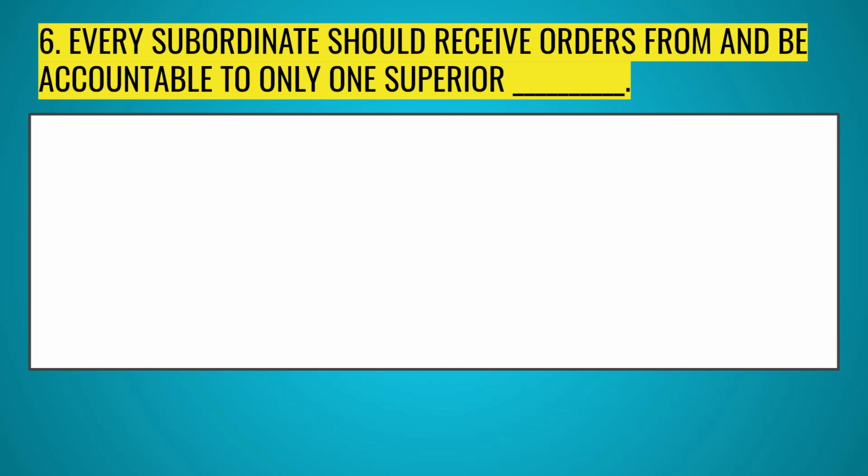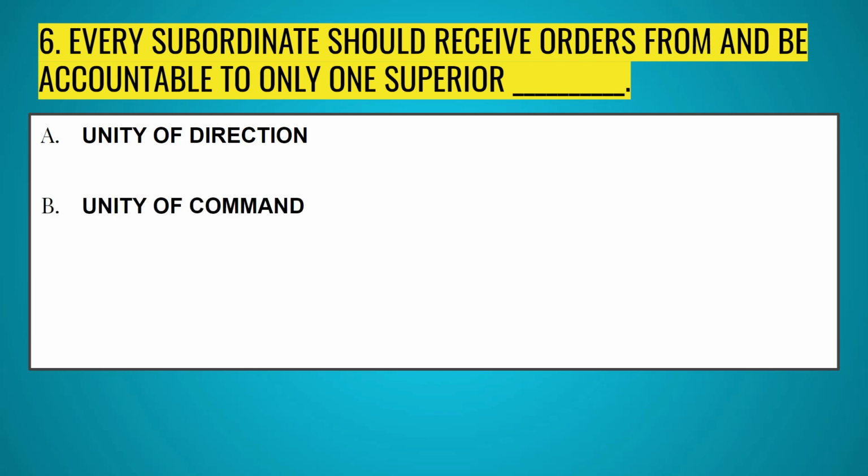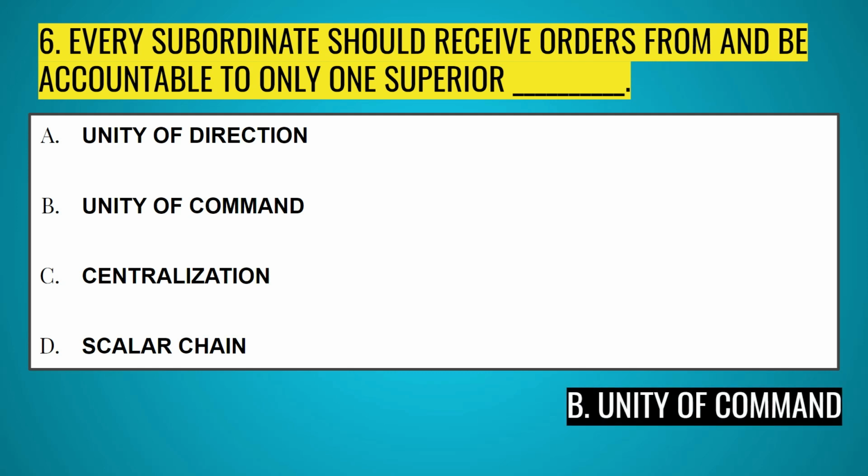Question number 6. Every subordinate should receive orders from and be accountable to only one superior. Option A. Unity of direction. Option B. Unity of command. Option C. Centralization. Option D. Scalar chain. The answer is option B. Unity of command.